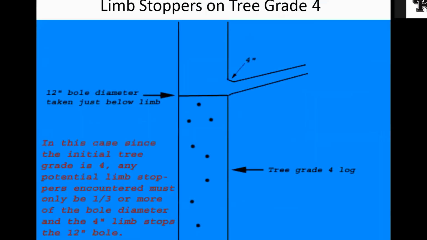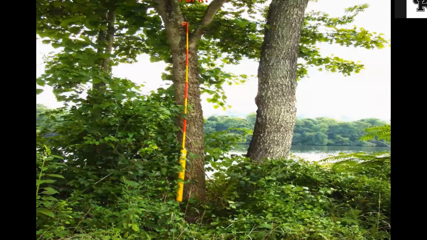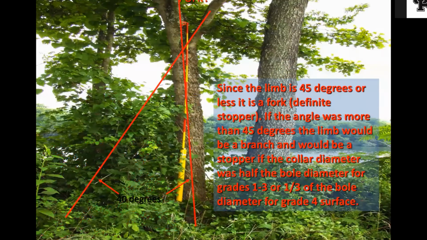And so for a grade 4 tree, it only has to be a third of that diameter up there. And so you've got a 12-inch diameter below this 4-inch limb. And so as this exceeds the 1/3, that is going to be the stopping point. And so what determines a fork and what determines a branch? As we were saying, anything that is less than 45 degrees is a fork. If it's anything more than 45 degrees, it's considered a branch, and it's only a stopper if the diameter is half the bole diameter for a grade 1 through 3, and 1/3 if it's a grade 4.